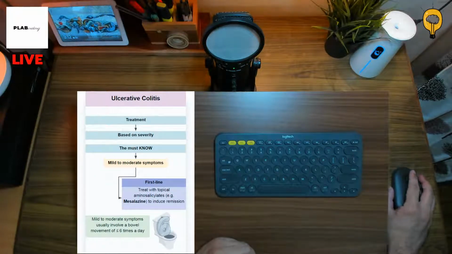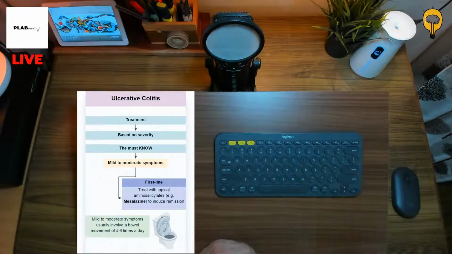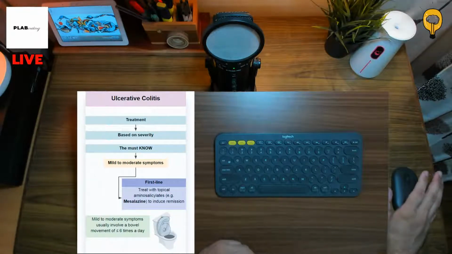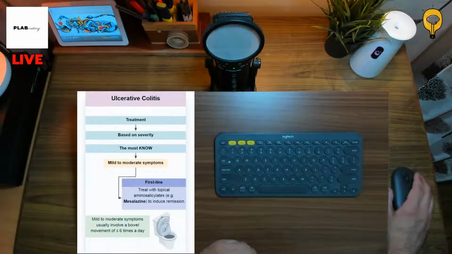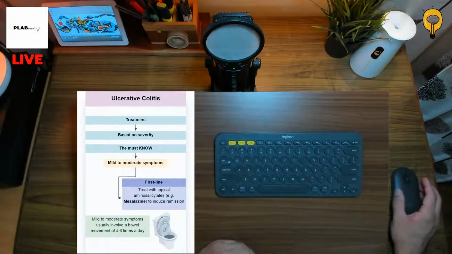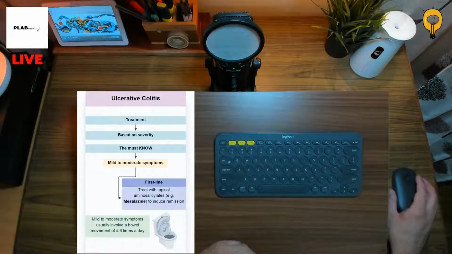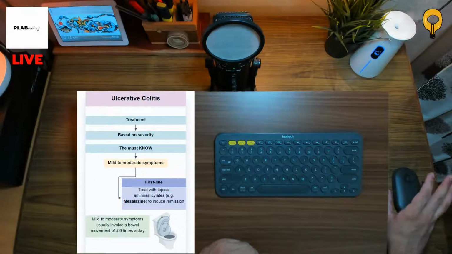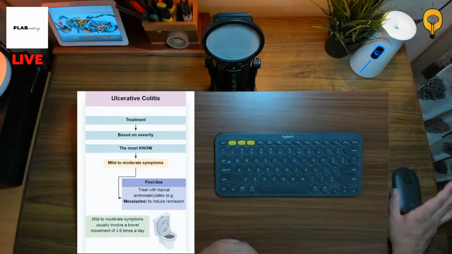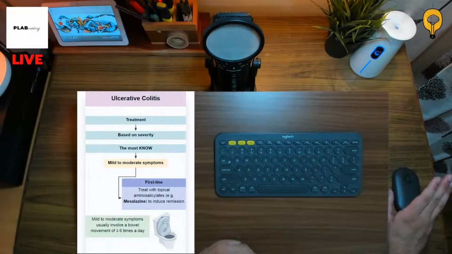So treatment would be based on the severity. Mild to moderate symptoms, first line we will treat with topical aminosalicylates such as mesalazine so as to induce remission. Mild to moderate symptoms usually involve a bowel movement of less than 6 times a day. So diarrhea episodes less than 6 times a day would be counted as mild to moderate, up to 6. More than 6, it will be serious.